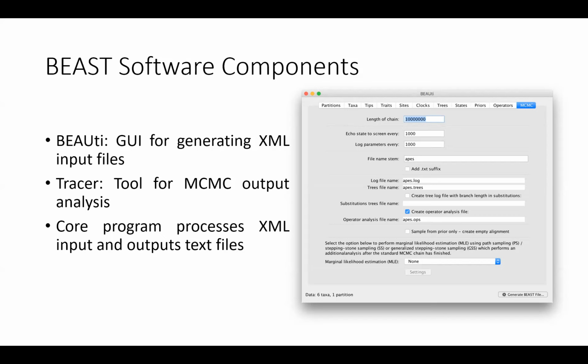that's designed for the analysis of MCMC output. It helps researchers visualize and interpret the results of their analysis, making it easier to assess the performance and accuracy of the models. The core program of BEAST processes the XML input files and produces text file outputs, summarizing the estimated posterior distributions of parameter values and trees.